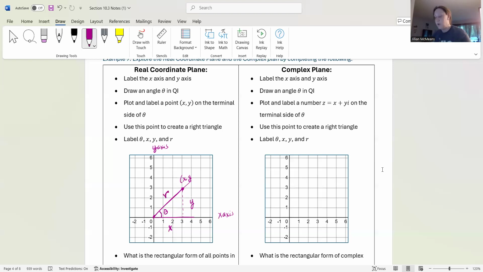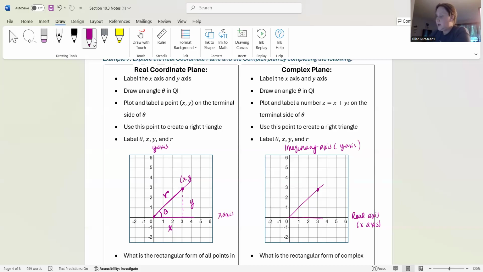Okay? Now we're going to do the same thing for the complex side, then we'll answer the two questions underneath these graphs. So the complex side says label the x and y axis. Now remember, when you're in the complex plane, we want to call the x-axis the real axis. So it works for us like the x-axis does in the real plane. And the y-axis is what we call the imaginary axis. And again, in the real plane, this would be equivalent to the y-axis. We want to draw some angle in quadrant one. All right. So we have some angle in quadrant one.